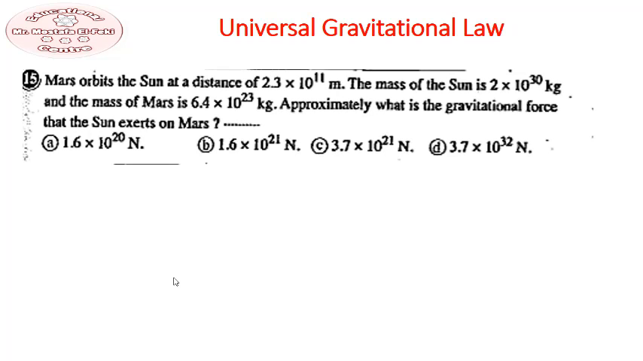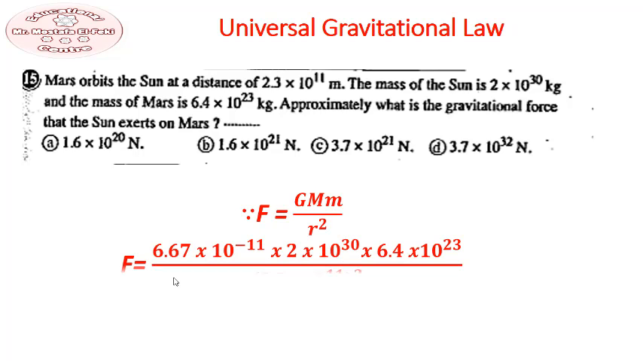Mars orbits the Sun at a distance of 2.3 times 10 to the power 11 meters. The mass of the Sun is 2 times 10 to the power 30 kilograms, and the mass of Mars is 6.4 times 10 to the power 23 kilograms. Approximately, what is the gravitational force that the Sun exerts on Mars? By substituting the numbers directly in the relation, the force equals 1.6 times 10 to the power 21.